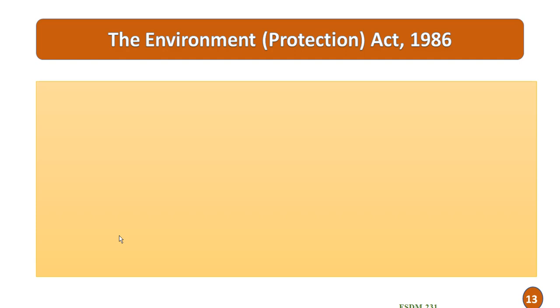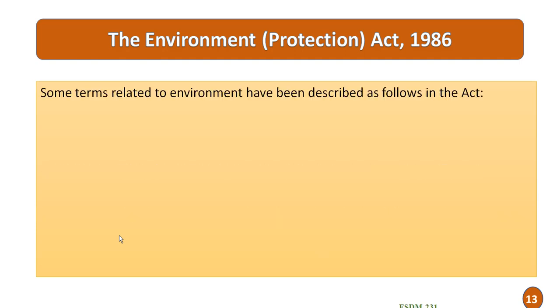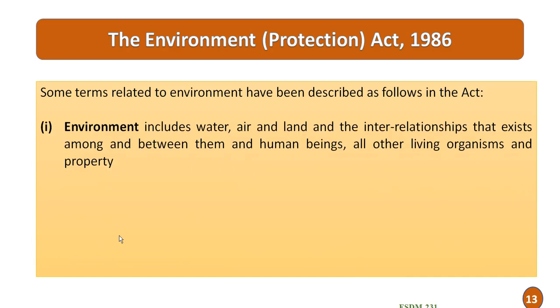Then last is the Environment Protection Act, 1986. Some terms related to the environment are described as follows in the Act. First, this Act defines what the environment is, and it gives a clear-cut definition. The environment includes water, air and land, and the interrelationship that exists among and between them and human beings, all other living organisms and property.